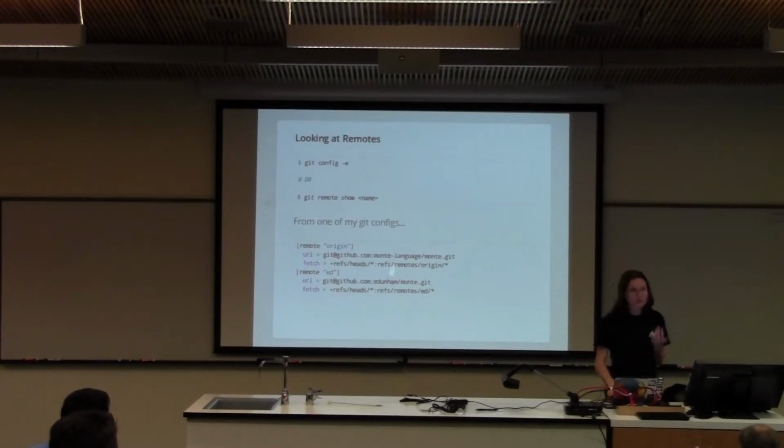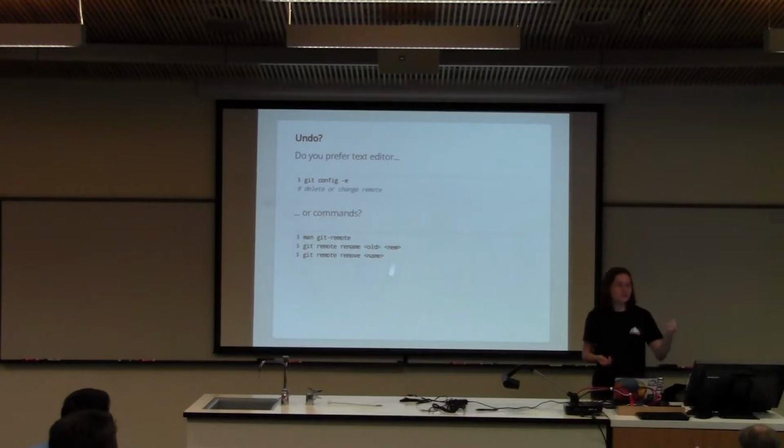So you can undo adding remotes. You can just edit your config and delete or change that remote, or you can use the git remote commands that you'd find in the man page if you prefer to do it directly through the command line.